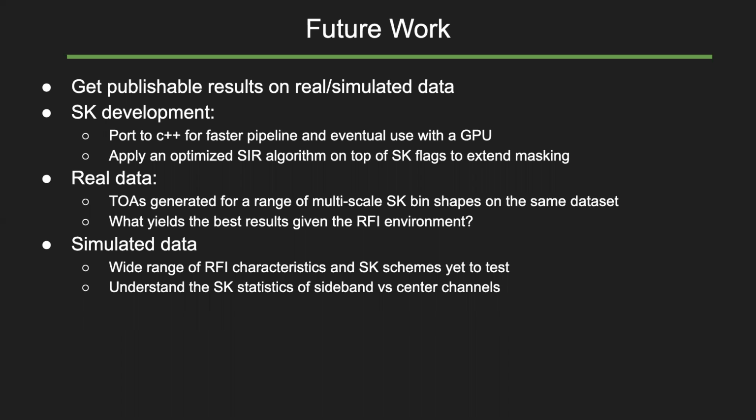As far as the real data goes, I want to have pulse time of arrivals generated for a range of multi-scale kurtosis bin shapes on the same data set, and just want to get an idea of what yields the best results given our Green Bank data and the RFI environment contained within. And as far as simulated data goes, there's still a wide range of RFI characteristics and SK mitigation schemes yet to test.